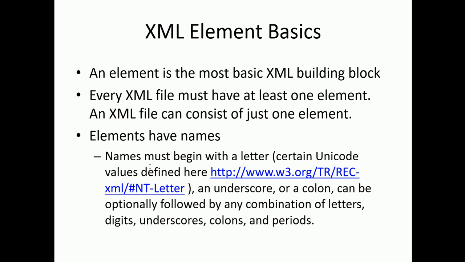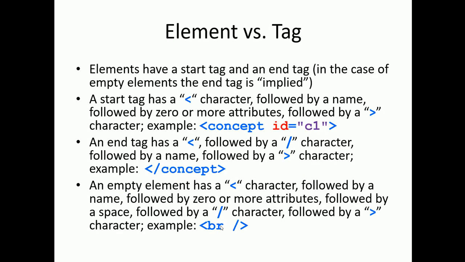So here we go. XML elements. An XML element is the most basic XML building block. Every XML file must have at least one XML element. An XML file can consist of just one element, but they seldom, if ever, do. Elements have names. Names begin with a letter, a certain Unicode value defined here at the World Wide Web Consortium URL shown here, an underscore or a colon, and can be optionally followed by any combination of letters, digits, underscores, colons, and periods.